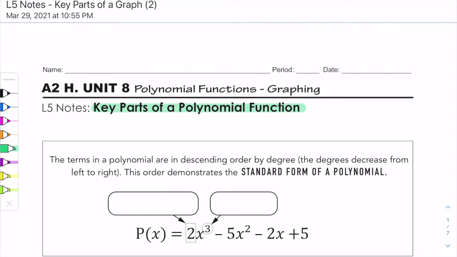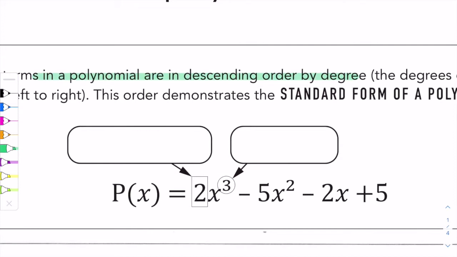As a quick reminder, the terms in a polynomial are in descending order by degree. The degree decreases from left to right. This order demonstrates the standard form of a polynomial. A couple of key things to point out is your leading coefficient. That term is always going to be important. And I generally abbreviate leading coefficient as LC in my notes just to save the time of writing out that word.